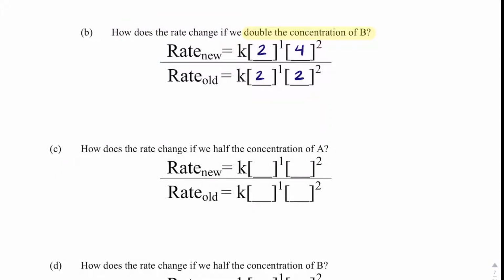Now I can see what drops out. My K's will drop out, and my A's drop out as well. And so what I'm left with is 4 squared. 4 squared is 16. And then 2 squared will be 4. And so what I'm left with is that my rate has actually quadrupled.